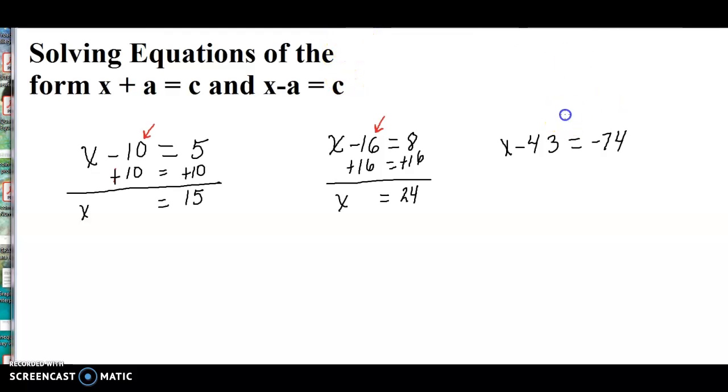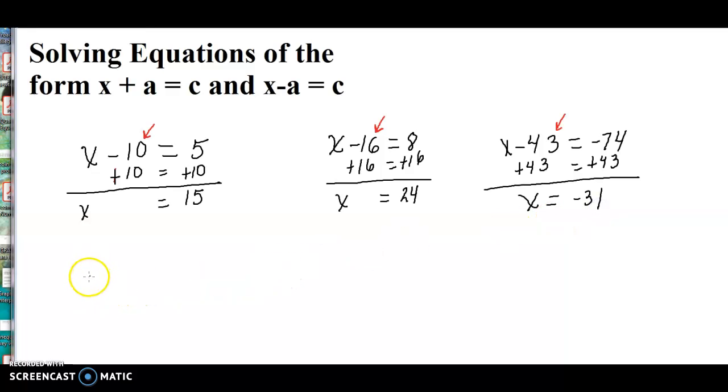I need to get rid of the minus 43. So the only way I can get rid of it is to add 43. So we're going to add 43 to both sides of the equation. And I get x is equal to a negative 74 plus 43 gives us a negative 31.